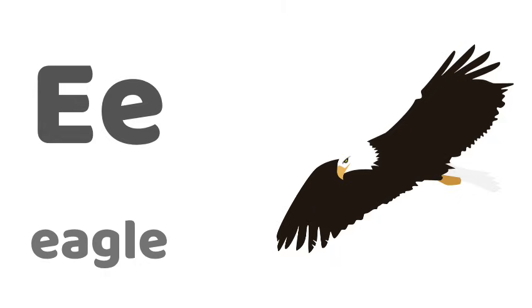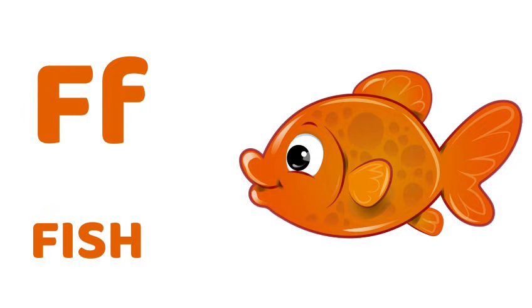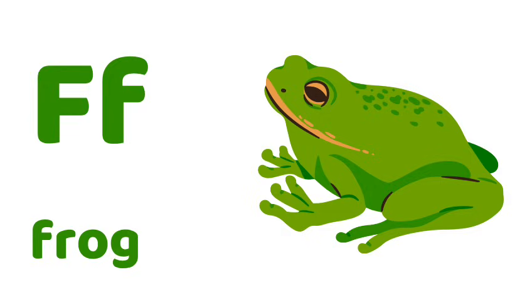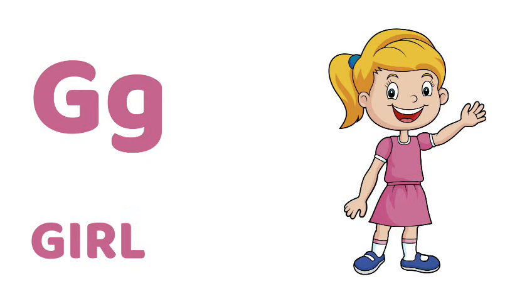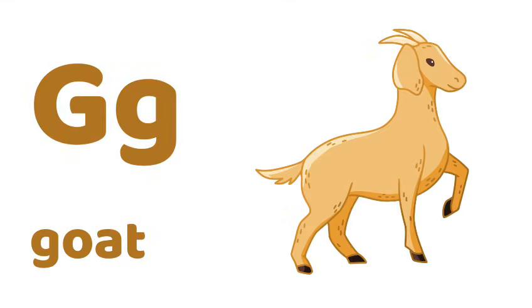F is for fish. Fish. F is for frog. Frog. G is for girl. Girl. G is for goat. Goat.